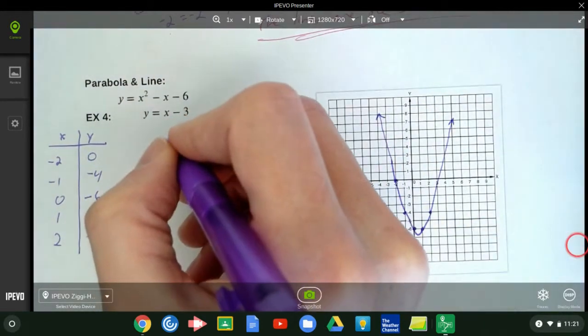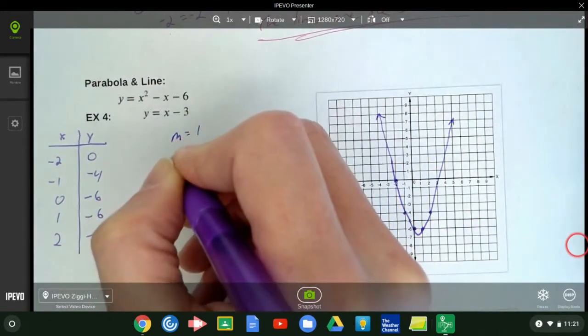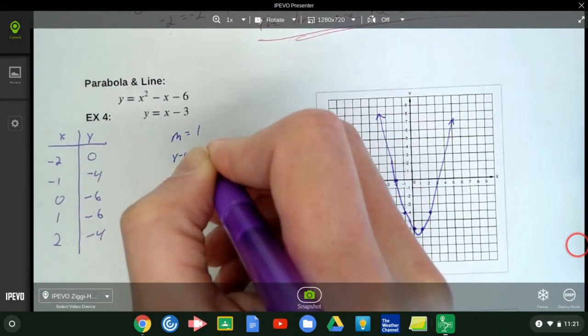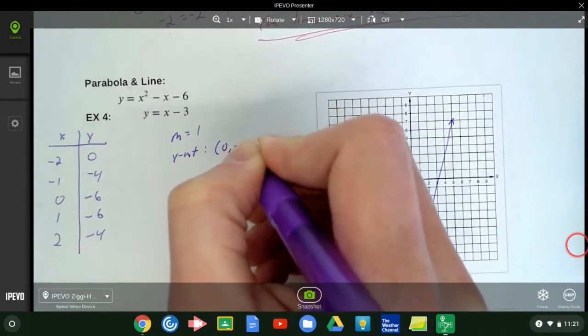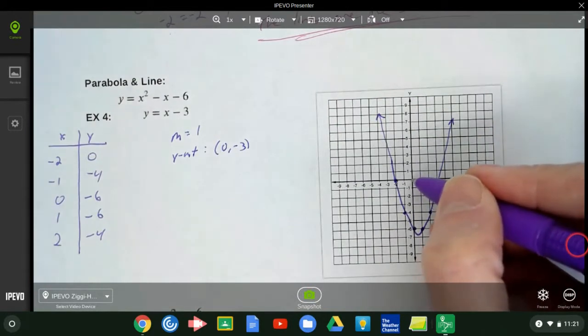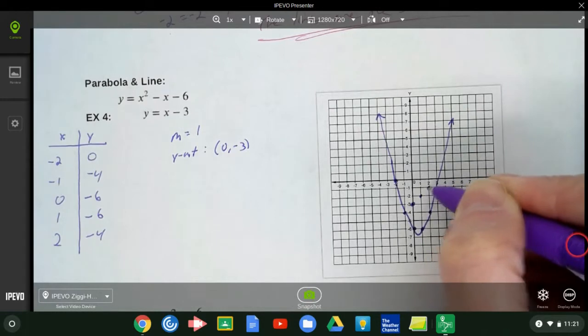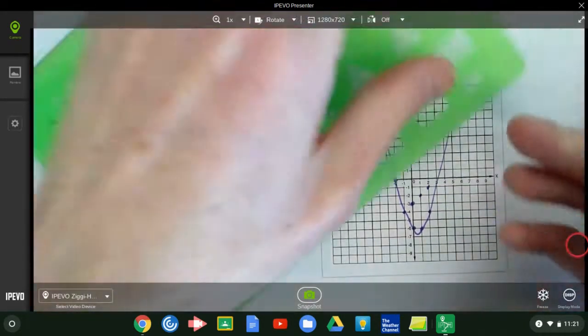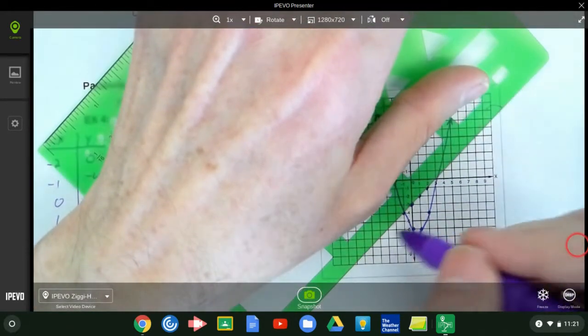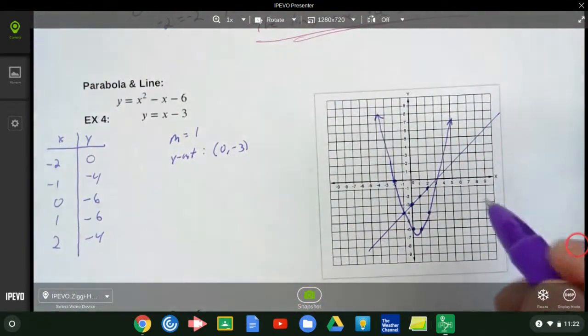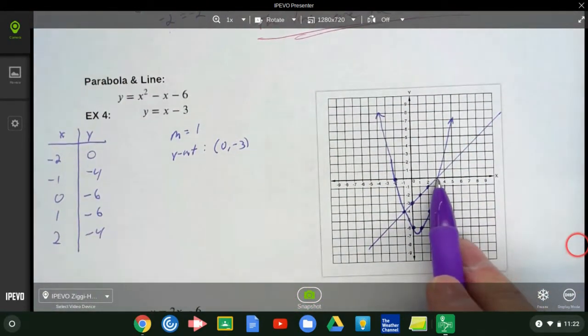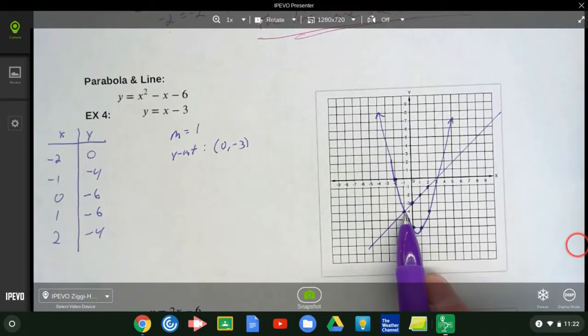And then we can graph our line. The slope of the line is 1. The y-intercept of the line is 0, negative 3. So 0, negative 3, and I'll go up 1, over 1, up 1, over 1. I'll draw in my line. Now it looks to me like it's at 3, 0, and back here at negative 1, negative 4. So it looks good, but I don't trust this.